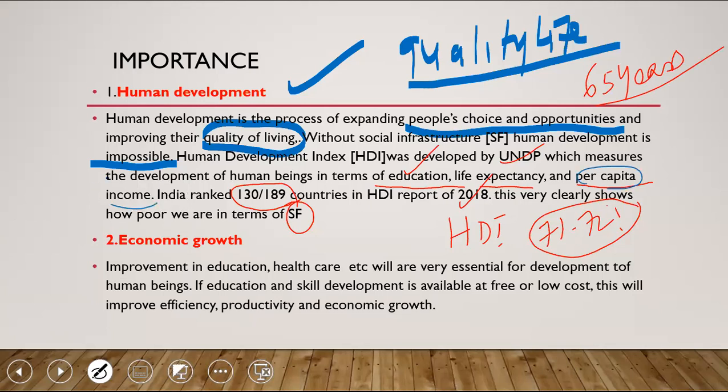What is per capita income, children? Per capita income means income per person. Income of a person. Very good. Why is the per capita income poor, children? Because national income is divided by population. This is per capita income.